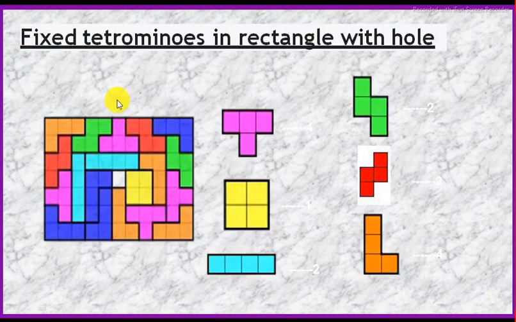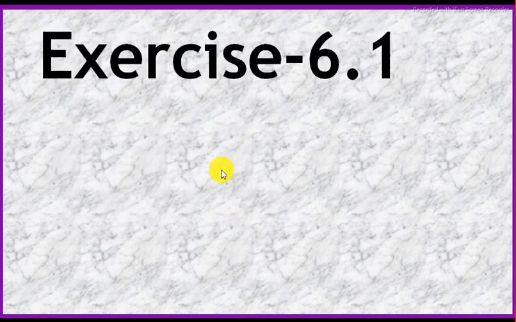In case you are given a rectangle and asked to fill the rectangle with the tetrominoes, here is an example of how it is done. Okay, now we'll move on to the exercise. There are two exercises, 6.1 and 6.2. Both are going to be covered in the same video for you.